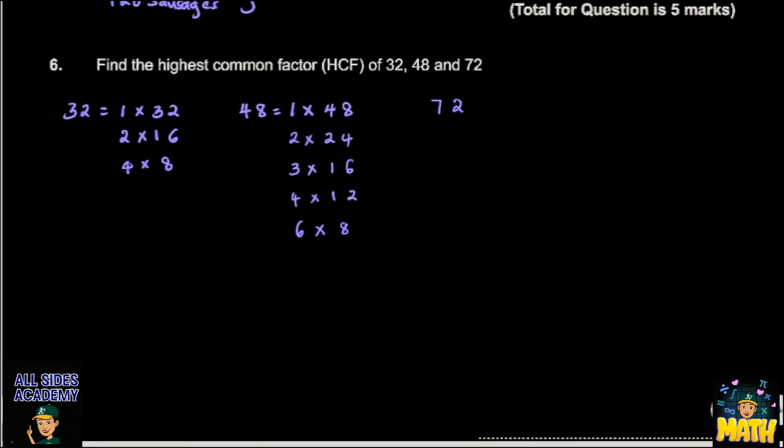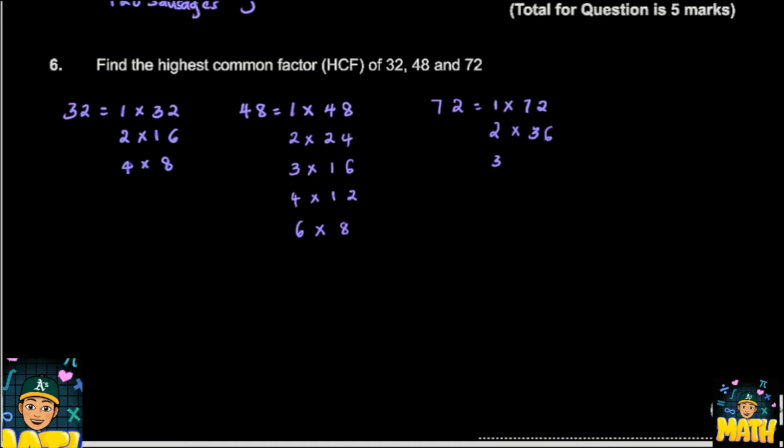In 72, we'll have 1 times 72. And then we'll also have 2 times 36. And then we have 3 times 24. And then we have 4 times 18. And then, of course, we have 6 times 12. And then finally, 8 times 9.